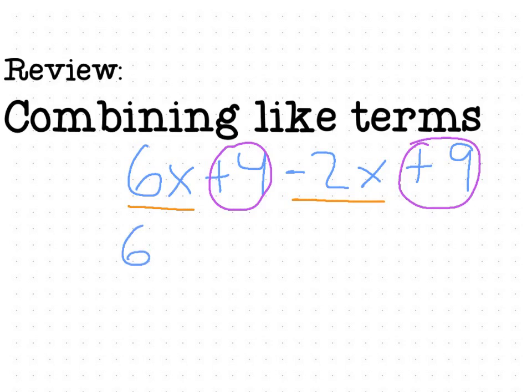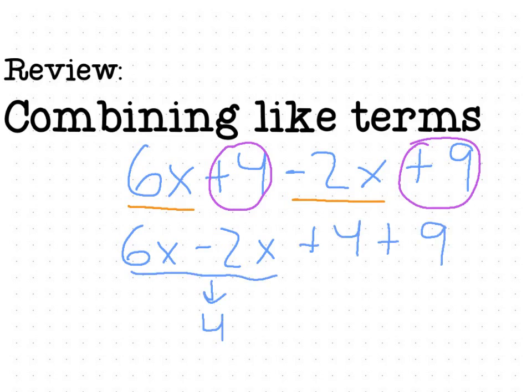We've got 6x minus 2x plus 4 plus 9. These two will become 4x. Those two will become positive 13. And now you're done.